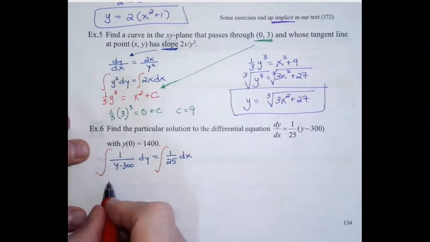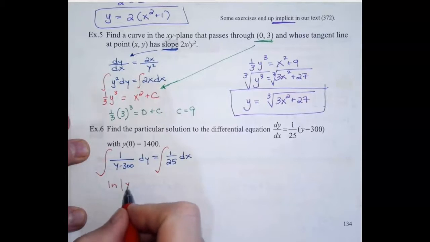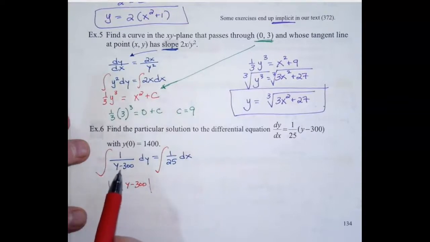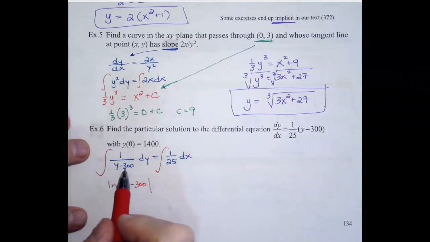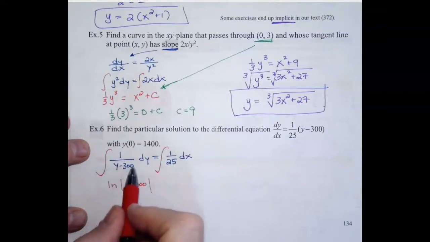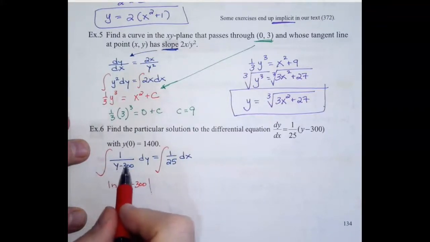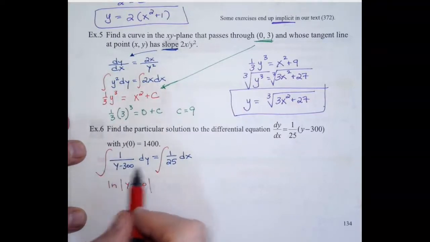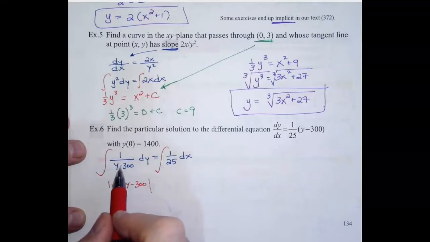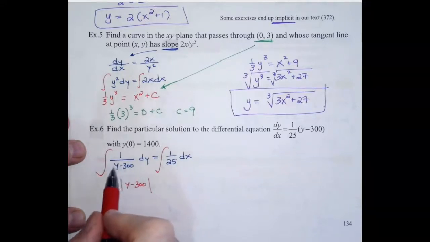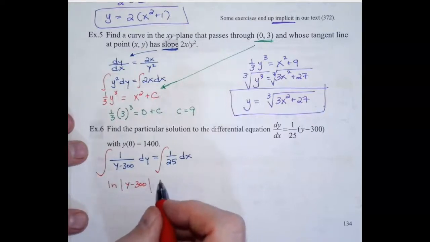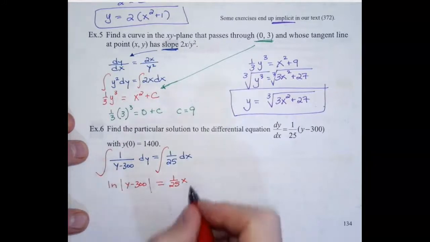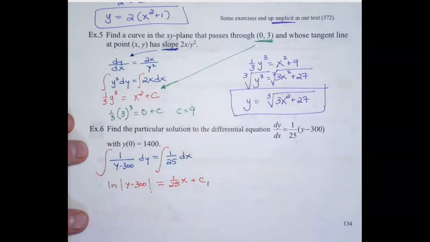And I think I mentioned this before, you could use u substitution on that, but you don't really need to. The one you have to be careful of is if these are reversed. If you have 300 minus y, then your du is negative dy, and so you do have to worry about that negative if the variable is negative, but it's not, so we don't have to worry about it yet. Over here, this is just going to be 1 over 25 times x plus c.